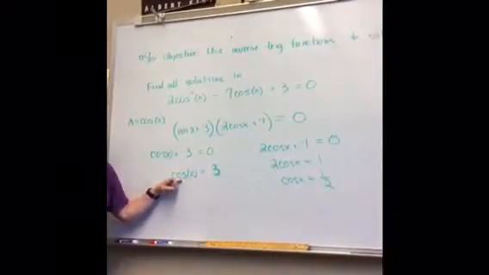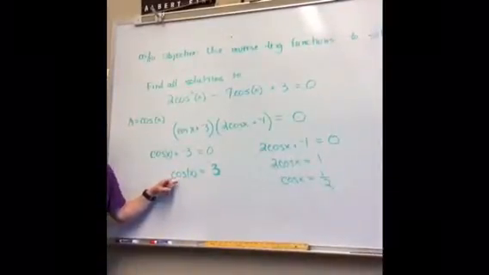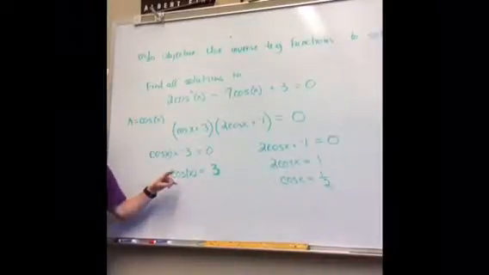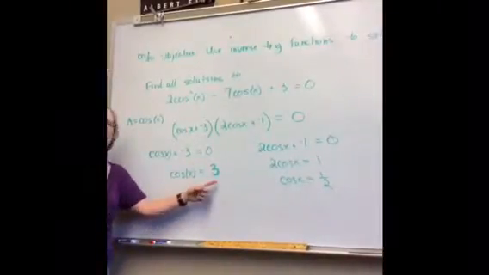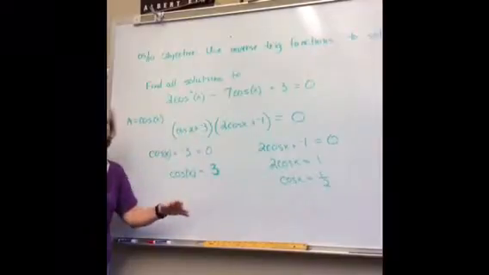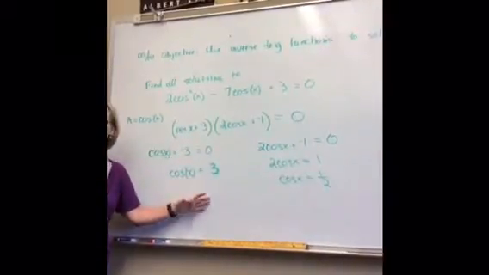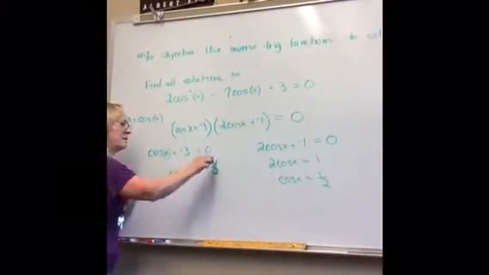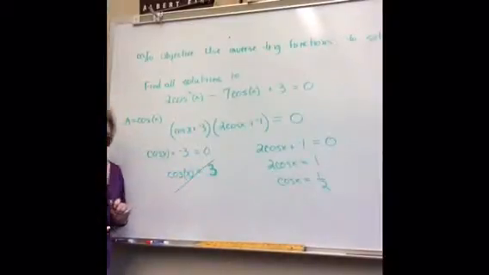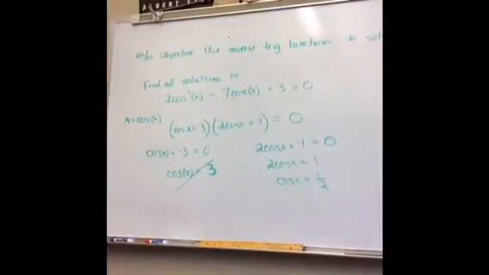What's the range for the cosine function? Negative 1 to 1. Included. So if you put this one in your calculator, it's going to say not possible. So this one, you're done. There's no solution to this part.